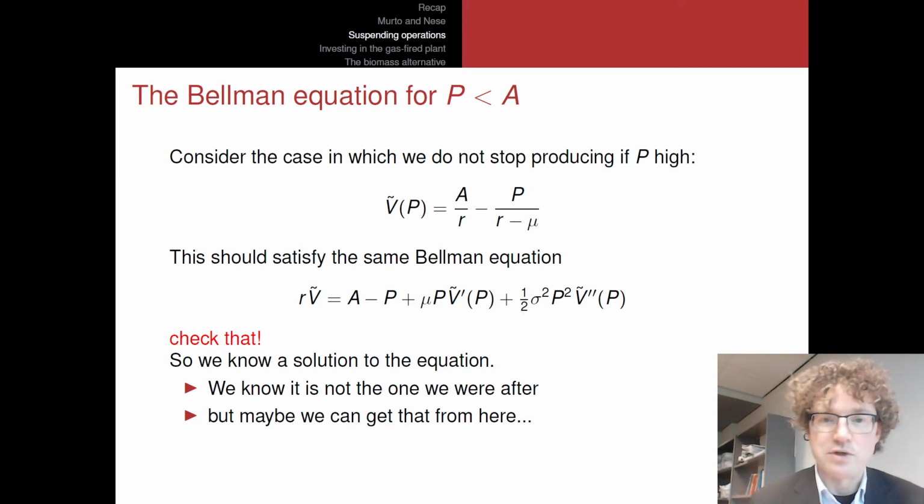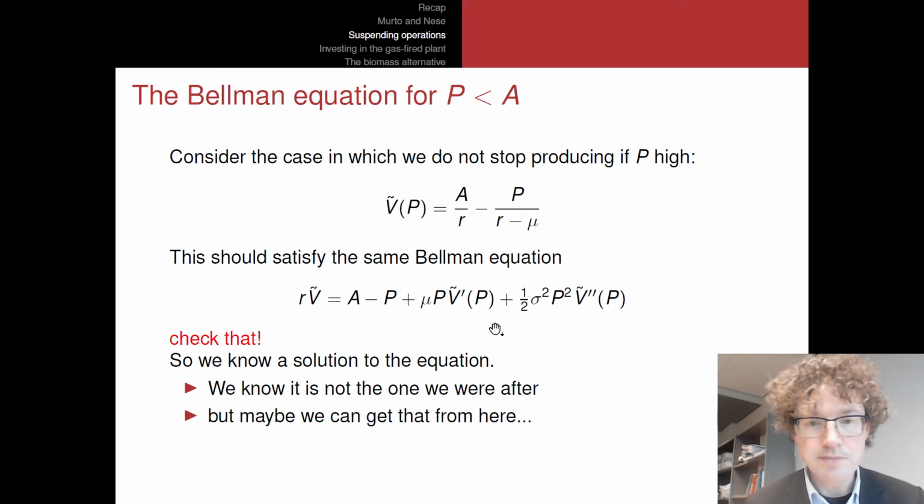So we have a solution. This particular solution here is a solution to that equation. So we know one solution to the equation, but it's of course the solution which describes the plant which is never switched off, so this is not the one that we are after. But perhaps we can use this one to generate all other potential solutions.